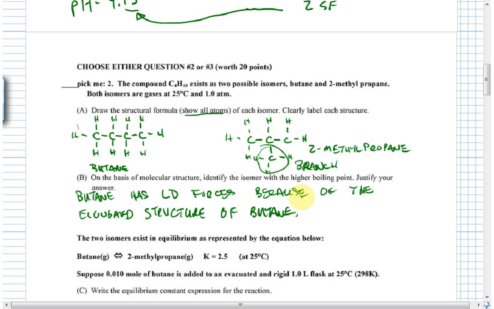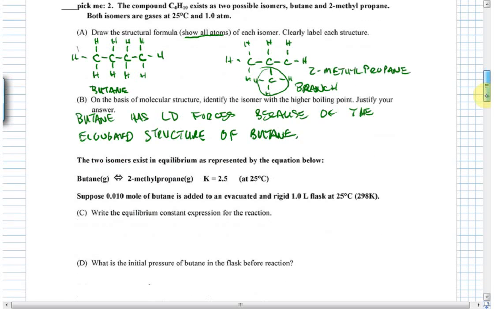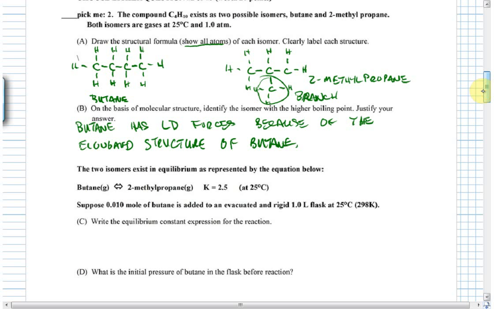You may remember in class me talking about the spaghetti noodles versus macaroni. Butane is more like spaghetti. Spaghetti noodles can come in much greater contact with each other than macaroni. 2-methylpropane is more macaroni-like. The London dispersion force is controlled ultimately by how close molecules can get together. Since both molecules have the same masses, it's how close they can get to each other that changes. So butane has the higher boiling point. The higher the boiling point, the stronger the intermolecular forces.